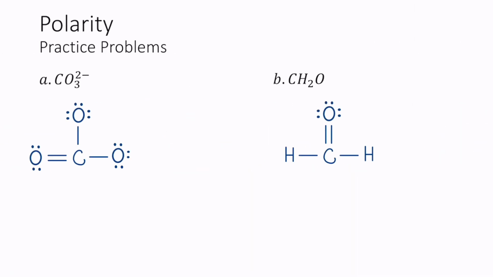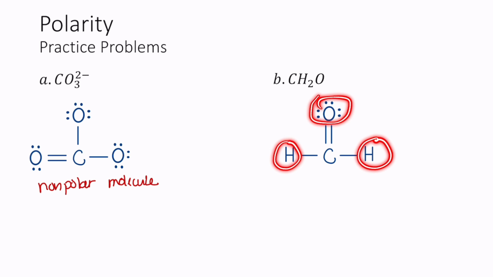For carbonate, I have my central atom, and I have the same atom bonded to my central atom. So this is going to be nonpolar. In my next example, formaldehyde, I can see that I don't have any lone pairs on my central atom. However, I don't have the same atom bonded around my central atom. So that means this is going to be a polar molecule.